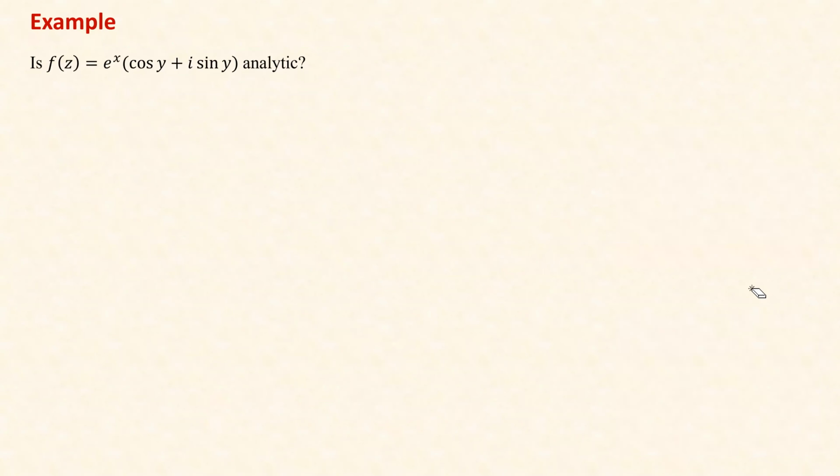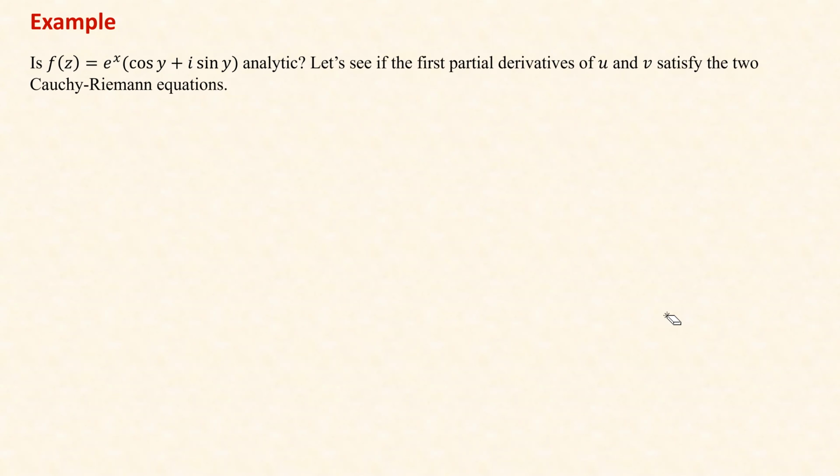No problem. So this is an example. We want to see if f of z defined by this function, e to the x times cosine of y plus i sine y, is analytic or not. So we say that the real part of this is u of x, y, and we want to see if it satisfies the Cauchy-Riemann equations. So u is the real part, which is e to the x cosine of y. And v is the imaginary part, which is e to the x sine of y. And then we can check to see if these satisfy the Cauchy-Riemann equations.